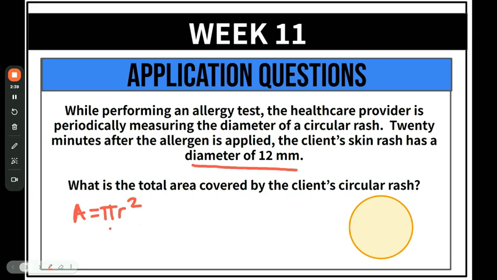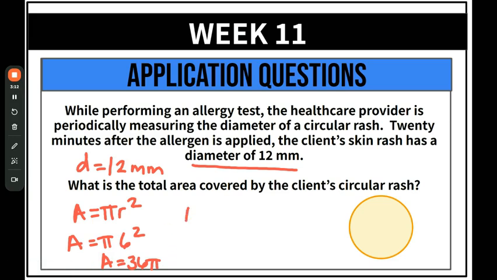Okay, now you may be thinking, where am I going to get r? Because they gave us diameter. Well, radius is half of the diameter. So if radius is half and diameter is 12, that means our radius is going to be 6. So A equals pi times 6 squared. So A equals 36 pi.